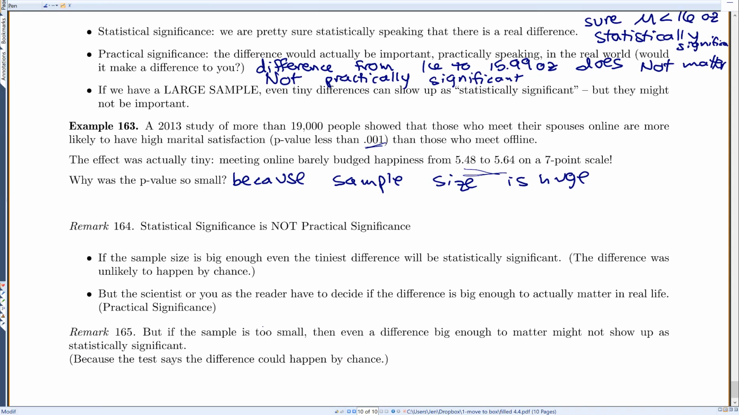But just to know, if your sample size is too small, then even a huge difference that would matter in the real world won't show up as statistically significant, because the test says, oh, that difference could happen by chance. So it's kind of a balancing act. We don't want a sample size that's too huge, mostly because it's going to be super expensive. But if our sample size is too small, then we can't actually show anything. We can't ever find any evidence for any hypotheses if our sample sizes are too small.